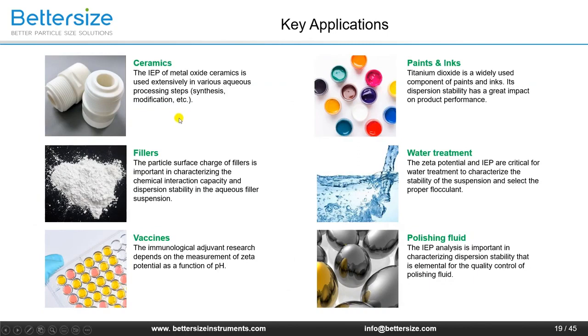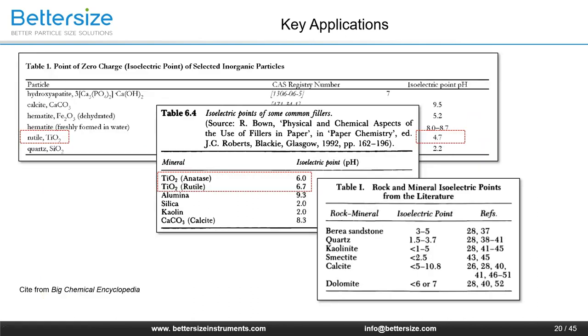The Z potential versus pH measurement is widely used in many fields, including ceramics, fillers, vaccines, pens and inks, water treatment, and polishing fluid. Here are the IEPs of some materials cited from Big Chemical Encyclopedia. We can see that the same material has very different IEPs due to their unique crystal forms. And the IEP of a material is not constant. It may change with the variation of the surface groups coming from surface modification.